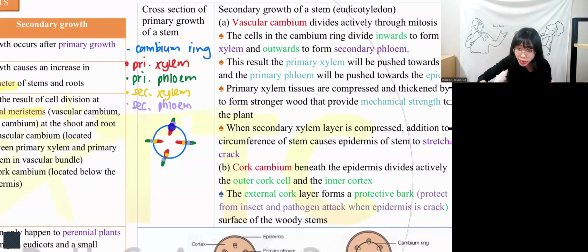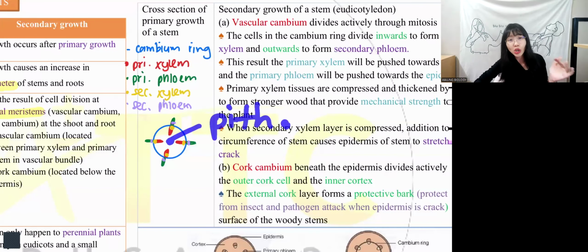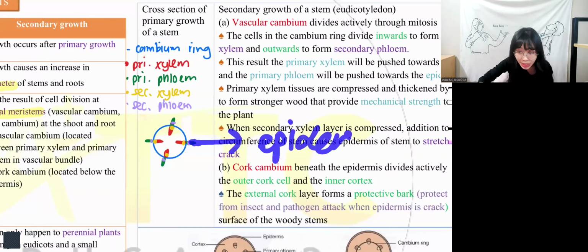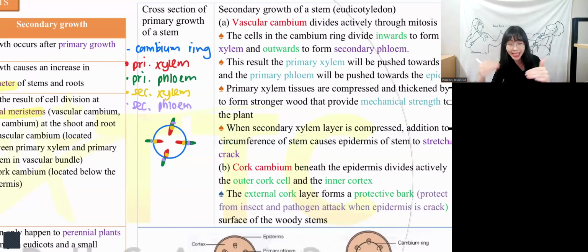So they will keep on growing inwards. The inner part of the stem is called pith. Remember we learned the word P-I-T-H just now? Pith, okay? The primary xylem grows towards the pith. The one in green color is called primary phloem. It grows outside. Outside is where? Outside is the epidermis. So one pushes inside towards the pith, one goes outside towards the epidermis. Okay, so this is the drawing.